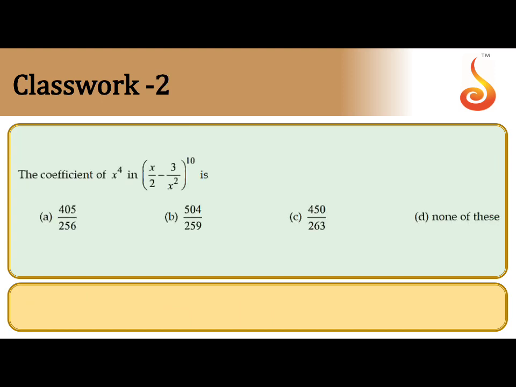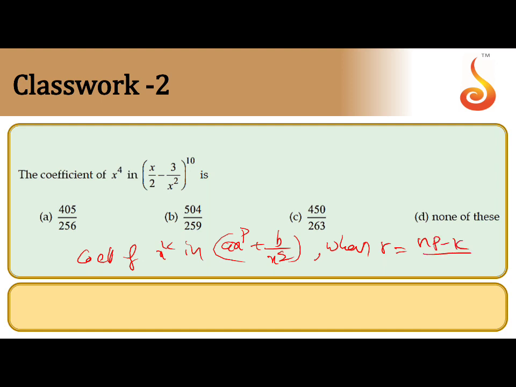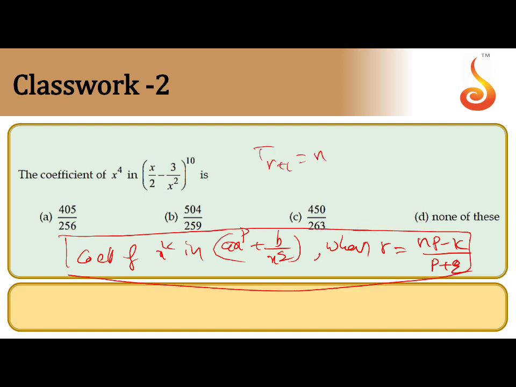The coefficient of x power 4 in the expansion of x by 2 minus 3 by x square whole power 10. So there is a formula to solve these questions. The coefficient of x power k in a x power p plus b by x power q is obtained when r equals np minus k by p plus q. This is a formula. Why am I taking the r value? If you find any term in the binomial expansion, there is a general term which is ncr x power n minus r into y power r. This is the general term of binomial expansion.